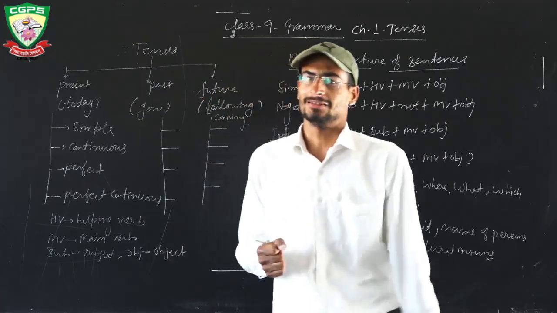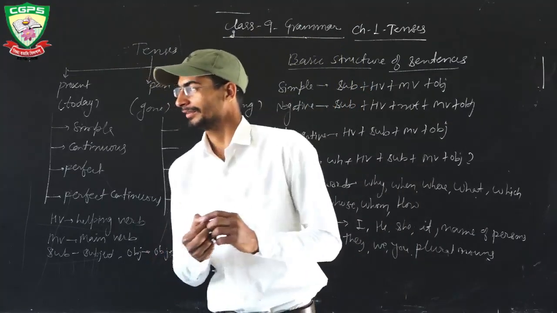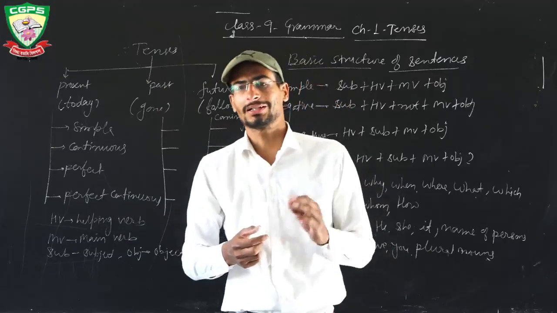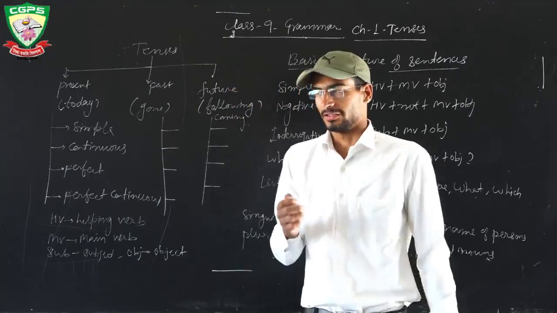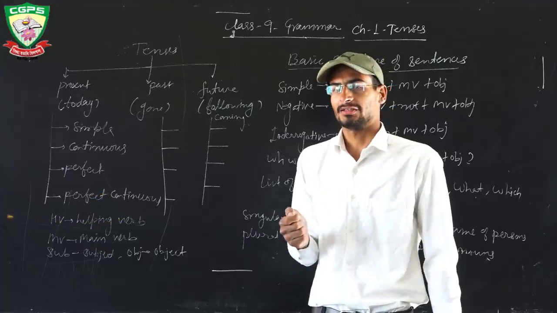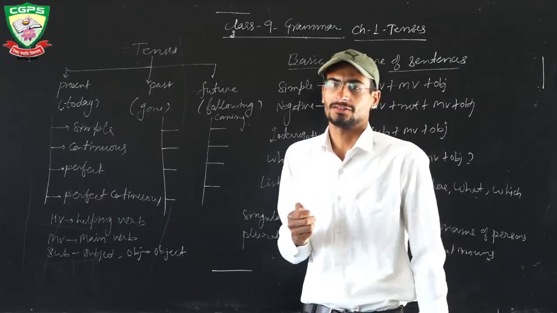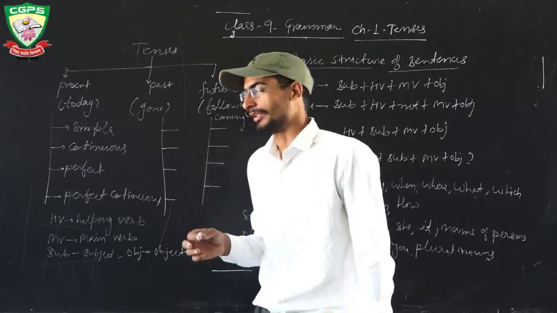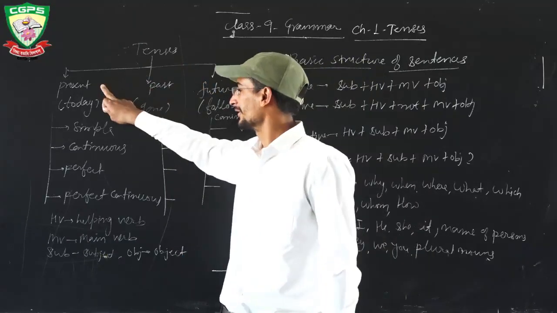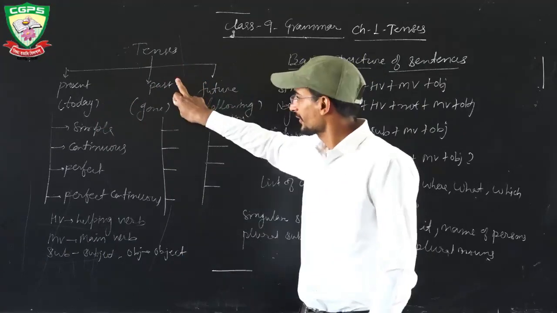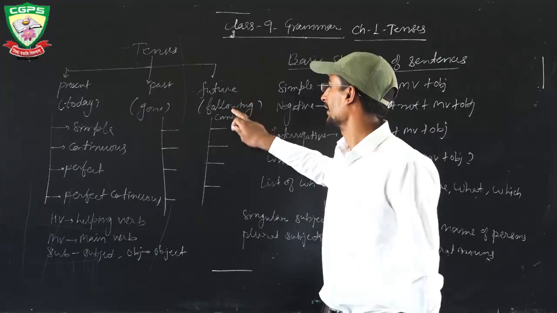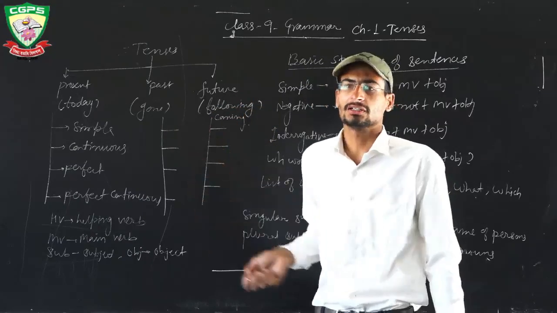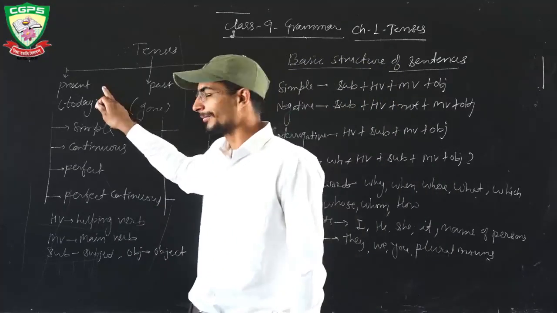First chapter is tenses. So what are the tenses? Tenses are according to the time. Which time is there? If the time is present, there is present tense. If time is gone, that is past tense. If time will come, that is future tense. There are three types of tenses: present, that is today; past, that is gone; and future, that is following or coming or will come. So basically there are four types of each tense.